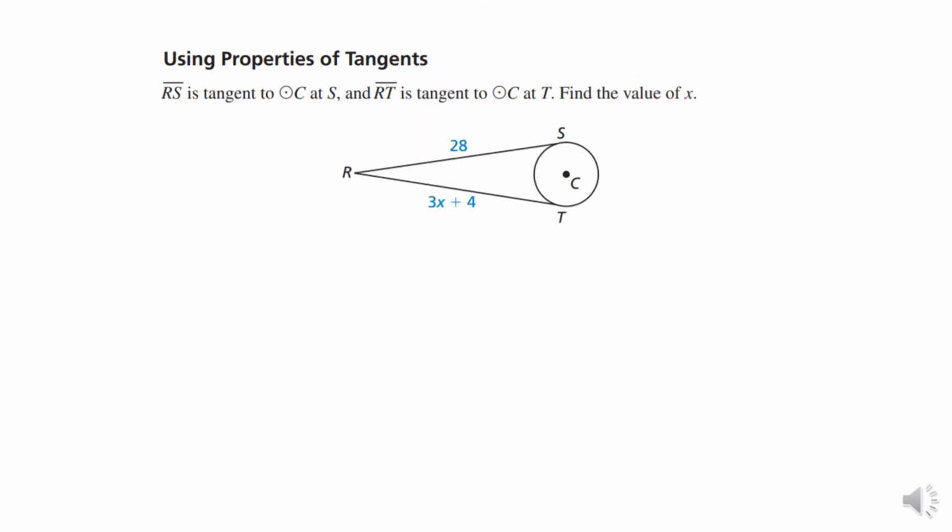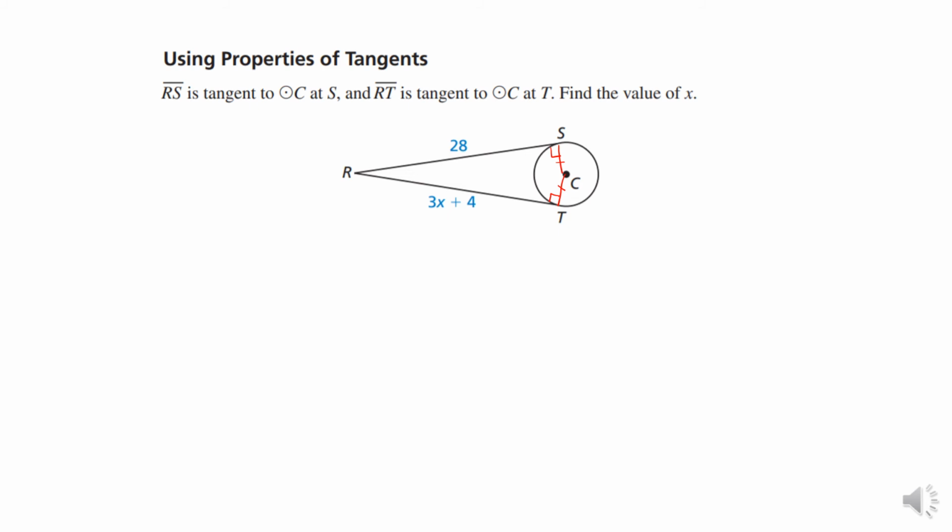All right, so using properties of tangents, RS is tangent to circle C at S. Okay, so right there. So we know that this radius is going to be like that. And RT is tangent to circle C at T. So there we go. We have another right angle. Find the value of x. So the cool thing is we know that this is equal to this. We don't know what it is, but we know that it's equal. These are all things you have to think about.